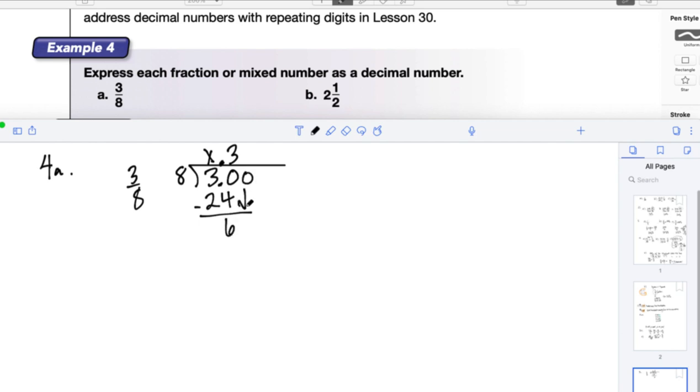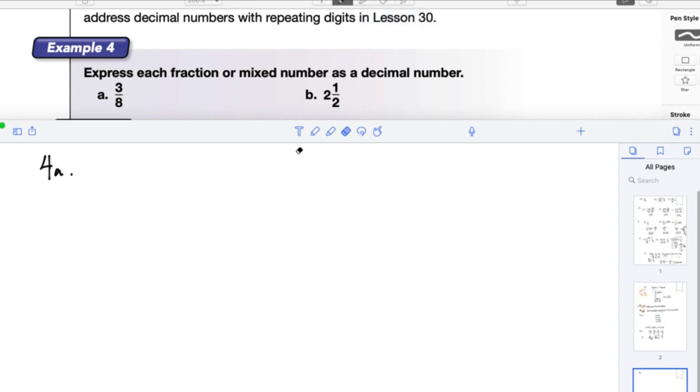I can add as many zeros as I want, and I'm going to do just that. 8 will go into 60, goes in there 7 times. 7 times 8 is 54. I feel like we did this recently. That's all right. And then we're going to get 6 down here. Now I'm going to drop another 0. 8 goes into 60 7 times. Oh no, my math is wrong.